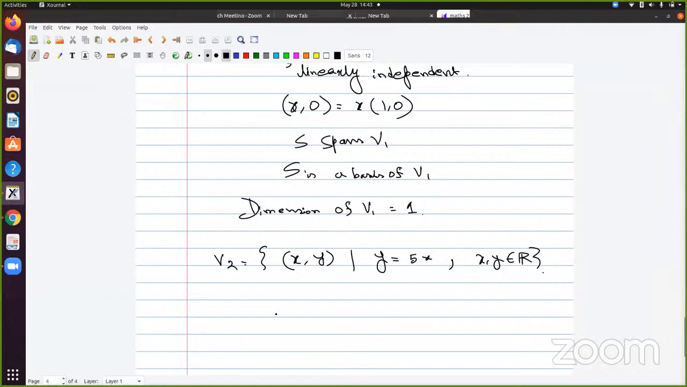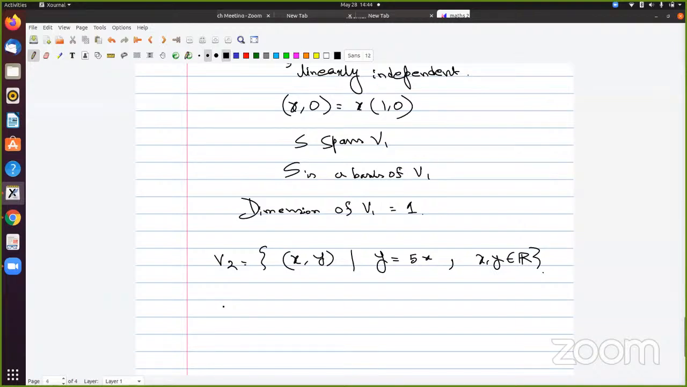Now I have a smaller set. The question is, is that a vector space or not? Once it is a vector space, we call it a subspace of the bigger one. That's the idea. So we should look at it like a subset, but with additional conditions: 0 should be inside that set. When I add two elements from there, the result should lie inside that set, and the scalar multiplication should also lie in it.